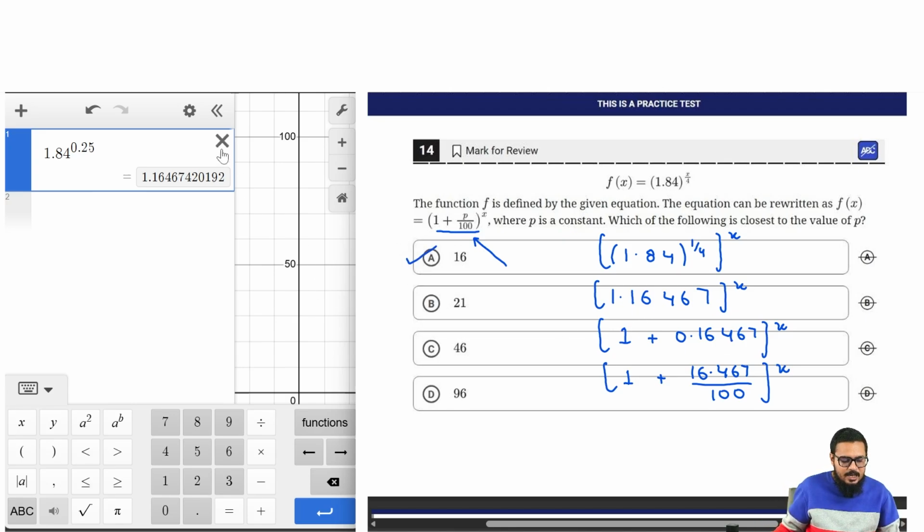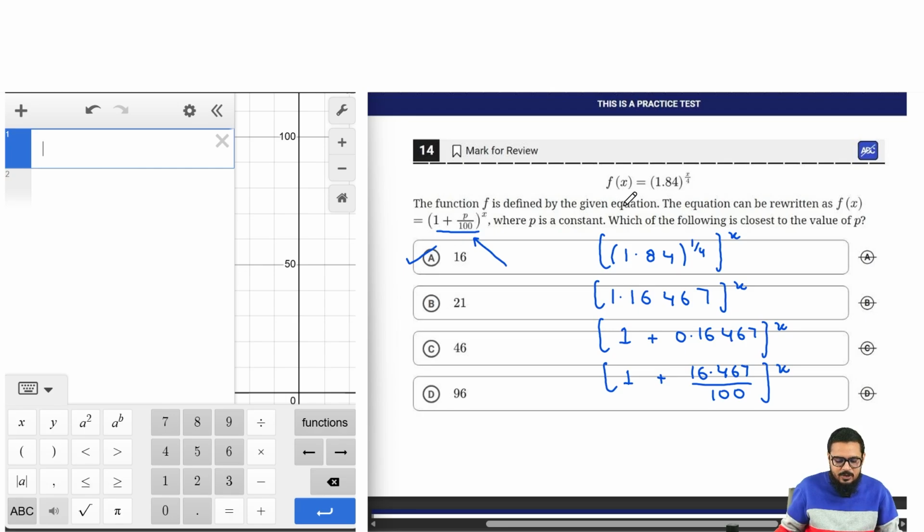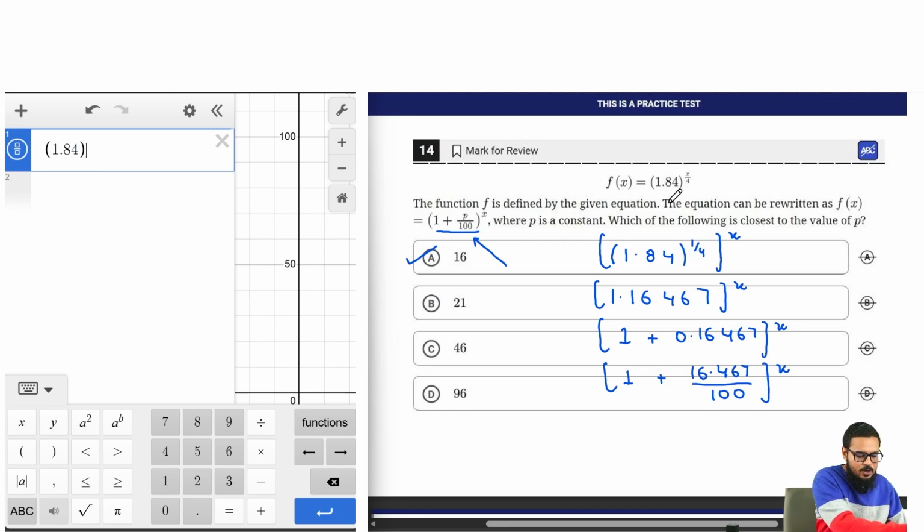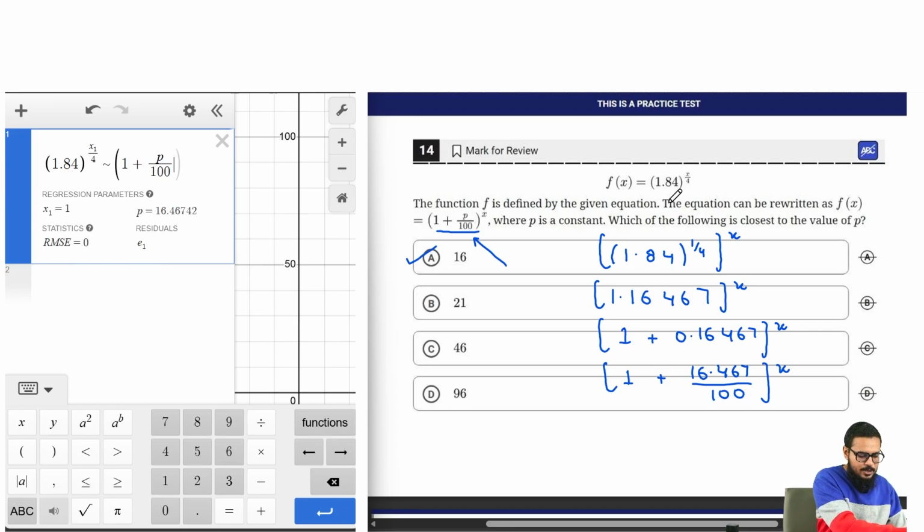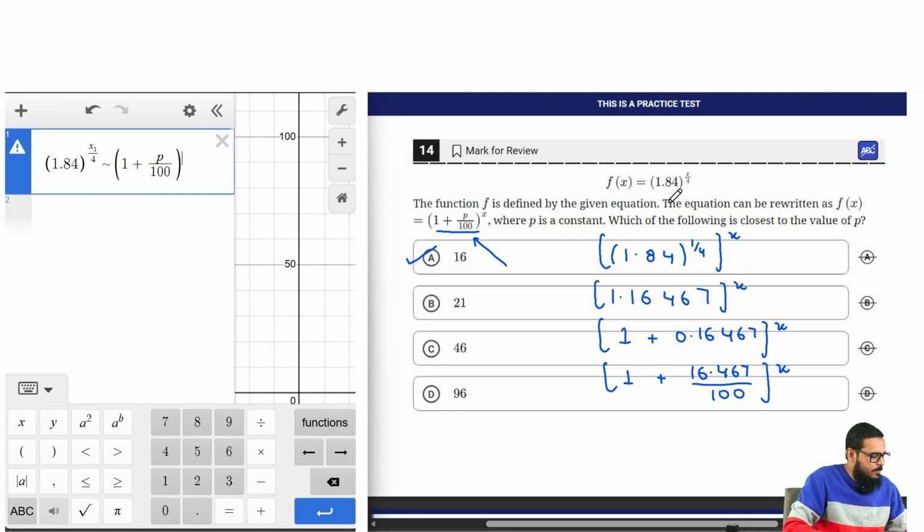But since this is an equivalent expression question, you can always do this question in Desmos. You can start with 1.84 raised to the power x over 4. So I'm going to type 1.84 again. I think Desmos would be a lot easier way of doing this question. So 1.84 raised to the power x1 divided by 4. Since I will try to regress this for the unknown constant p, I put x1 and then the regression symbol, and then inside you put 1 plus p divided by 100 and then whole power x. So I'm going to put just a power of x right at the top, x1.